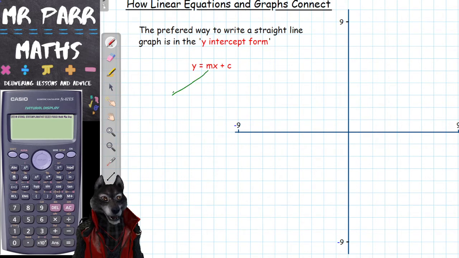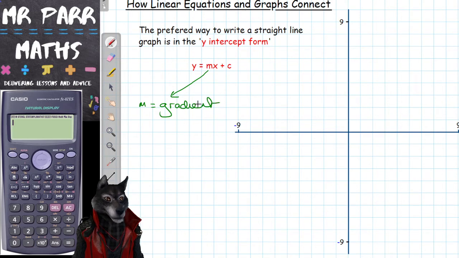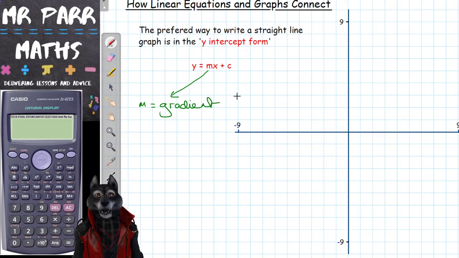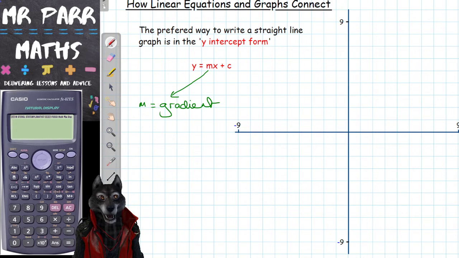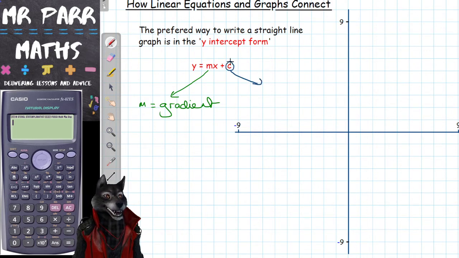where m is the gradient of the graph, which you should know if you've watched my previous video about gradient, is how steep it is. And where c, let me just circle this here so you know what I'm talking about. So it's just the m, not the x, just the m is the gradient. And where c is the y-intercept.